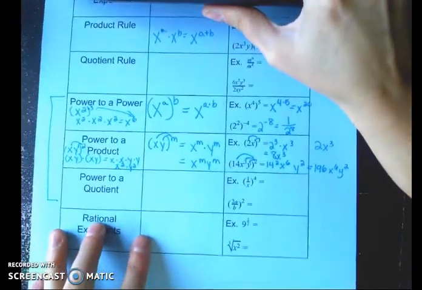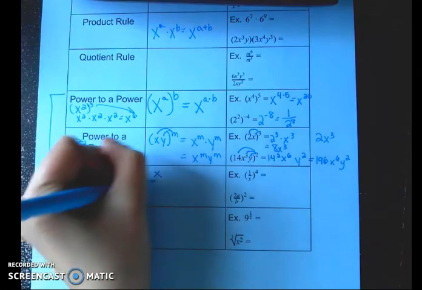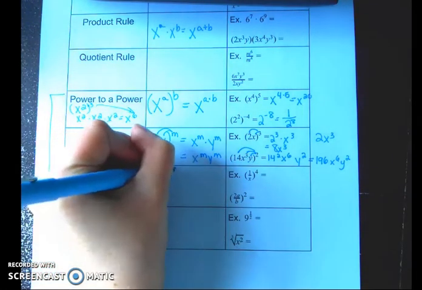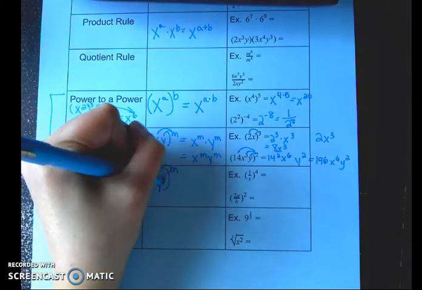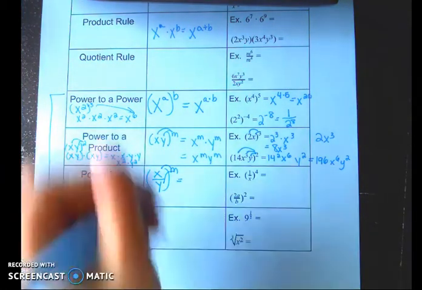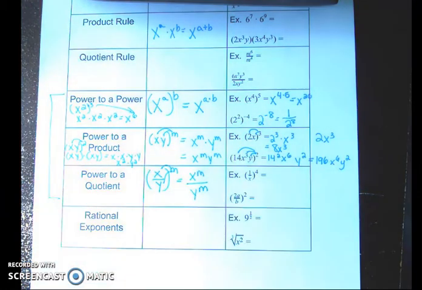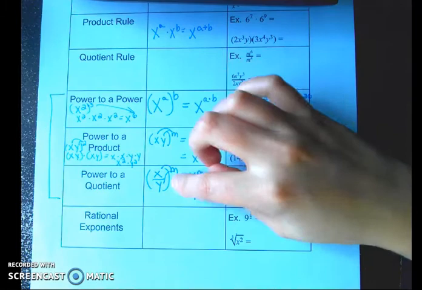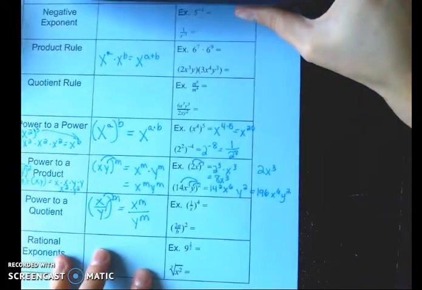So let's talk about power to a quotient. So let's say I have x over y to the m. What do you think is going to happen this time? Yep, we're just going to distribute that exponent again, so it's going to be x to the m divided by y to the m. Just like we did this with multiplication, we can do it with division. It doesn't matter.